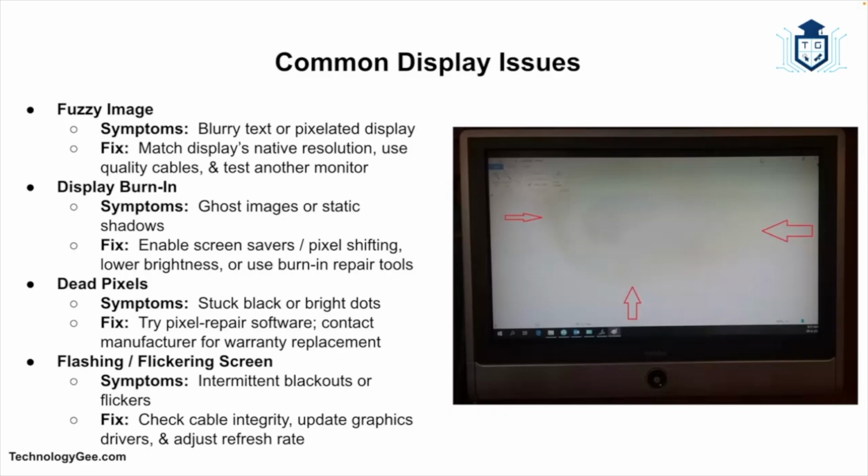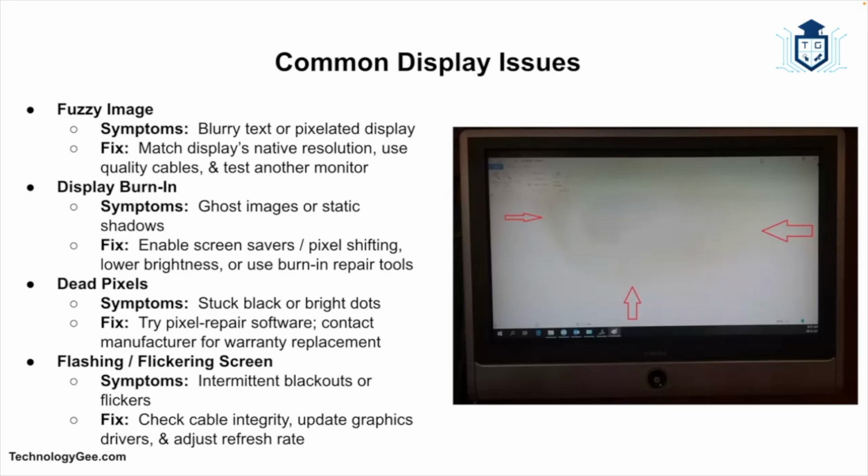Well, first you want to check your resolution settings. You want to ensure that the display is set to its native resolution. If the resolution is too low or not supported, then the image can become distorted or fuzzy, and you want to right click on the desktop and then select display settings on Windows, or the equivalent on other operating systems, to adjust the resolution.